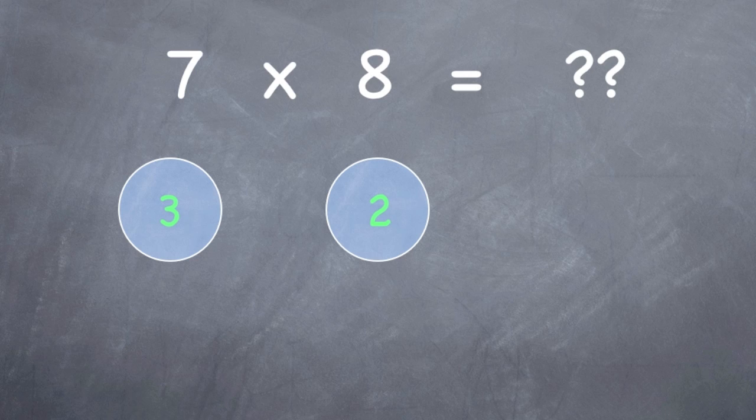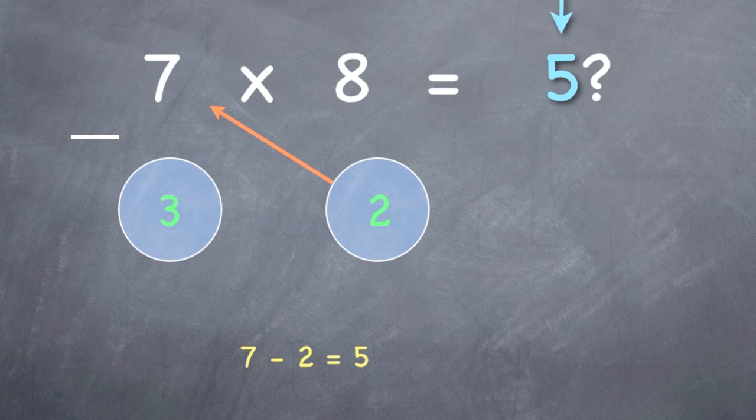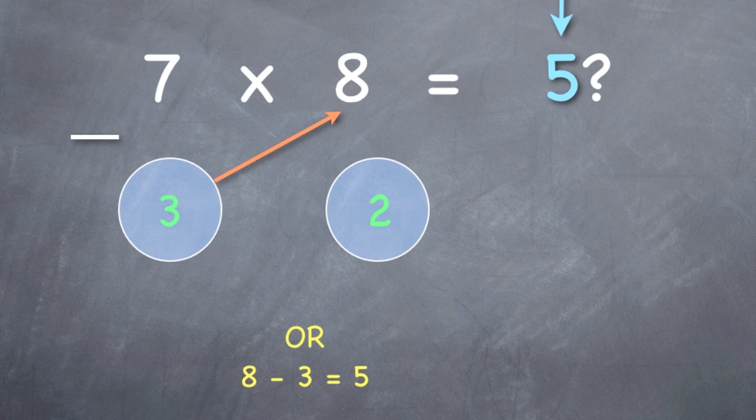Now, we should also know that 7 by 8 will give some two-digit number. What number, we don't know; that's what we're trying to work out. So how do we get the first number? Quite simple. We look at the numbers in the circles and subtract diagonally from the numbers above. So we subtract 2 from 7, or 3 from 8. If you subtract 2 from 7, you get 5. If we do it the other way, 8 subtract 3, you also get 5. So the first digit in the answer is 5.